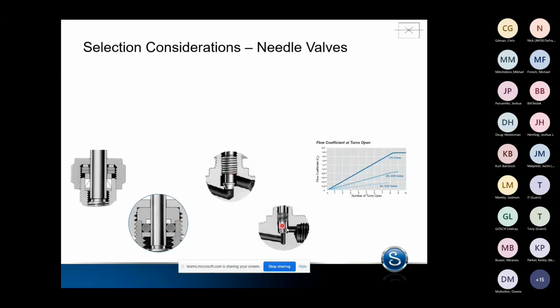And when we look at those, again, we're looking at different styles of stem packing. Some are O-rings, some are going to be Teflon. This is a chevron packing, similar to what's seen in our 60 series, and also the stem tips as well.